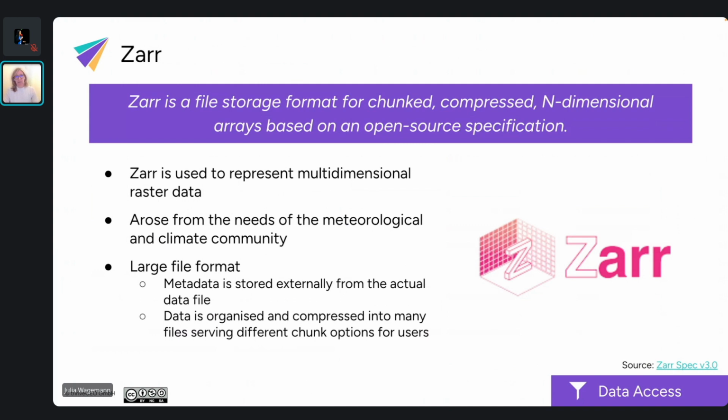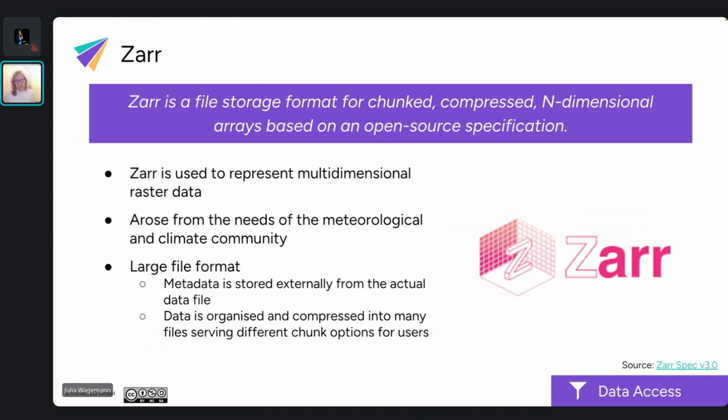Zarr is specifically coming from the climate community when you deal with multidimensional raster data sets, and this is a file storage format that allows you to efficiently handle chunked, compressed, n-dimensional arrays, and it is used to represent multi-dimensional raster. As I said, it arose mainly from the needs of the meteorological and climate community.